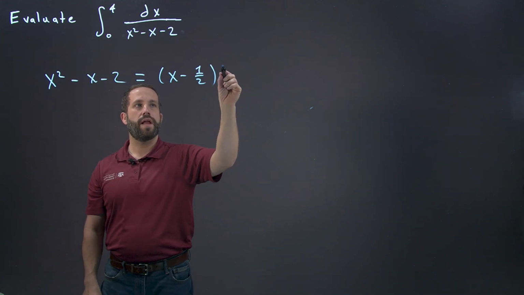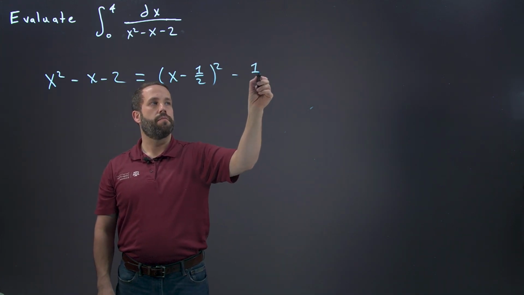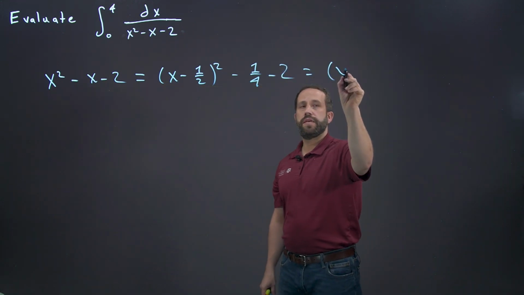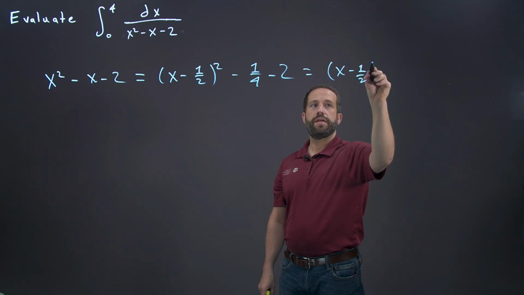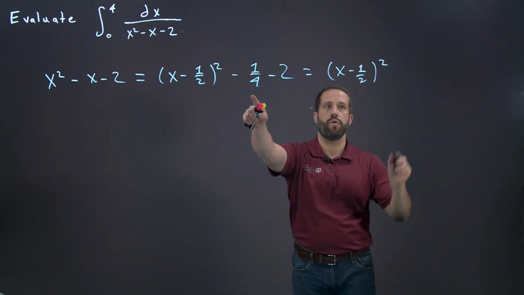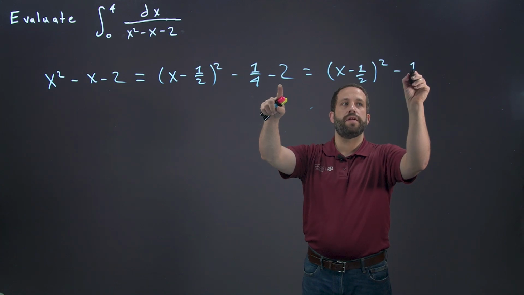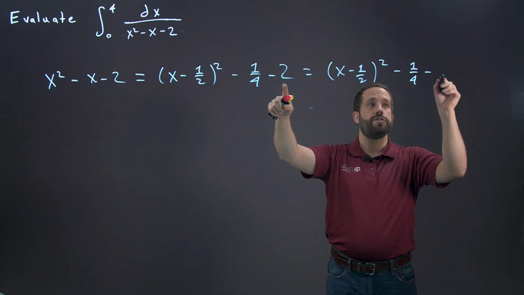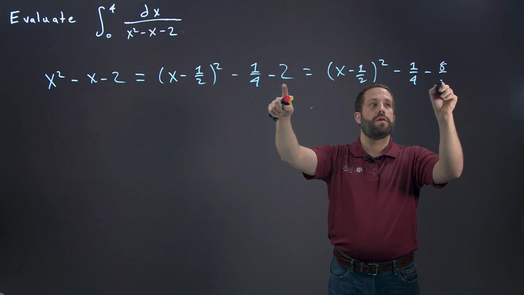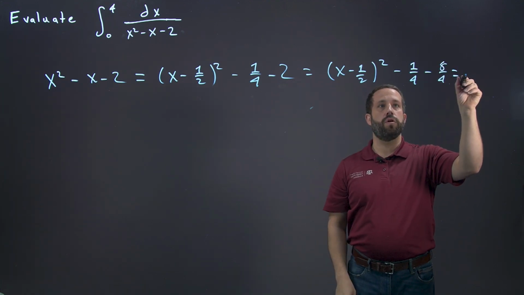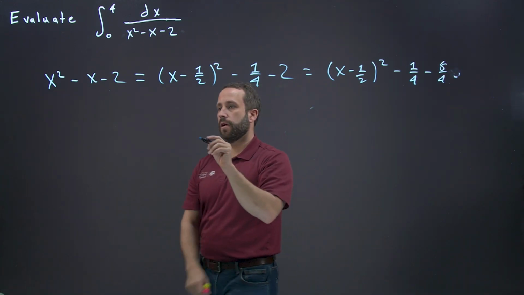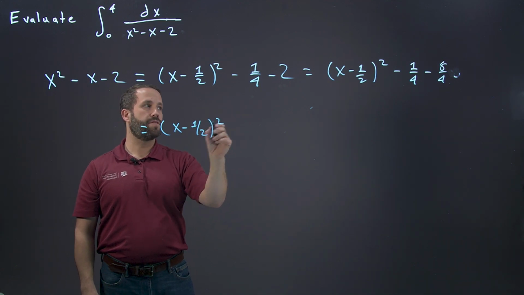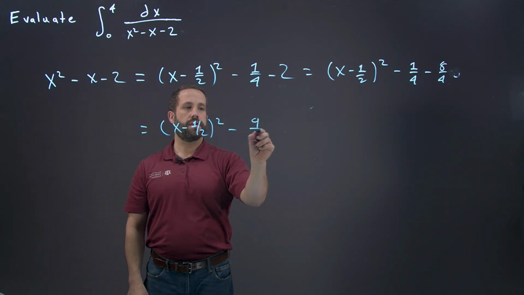So this is (x minus 1/2) squared minus 1 over 4 minus 2. Okay, minus 1/4 minus 2. And if I want to get a common denominator, 2 is 8 over 4. And so this is equal to (x minus 1/2) squared minus 9 over 4.